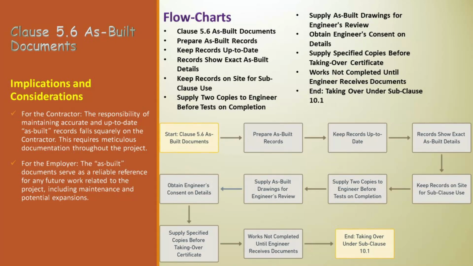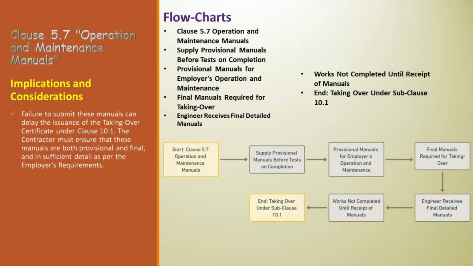This marks the conclusion of the process, leading to the official taking over of the works by the employer, as governed by Subclause 10.1. Moving on to Clause 5.7 Operation and Maintenance Manuals Flowchart. Starting node. Clause 5.7 Operation and Maintenance Manuals. This is the starting point of the clause detailing the contractor's obligation to provide manuals for the operation and maintenance of the plant.